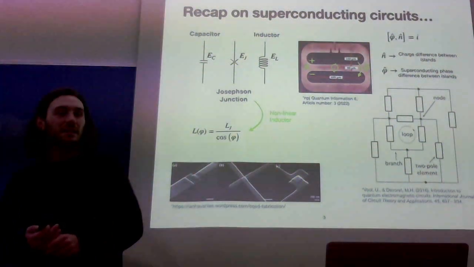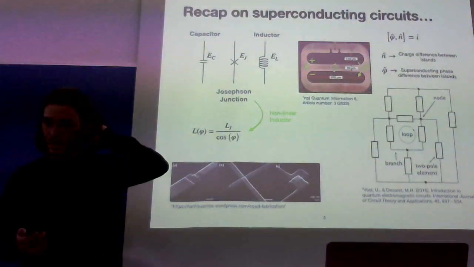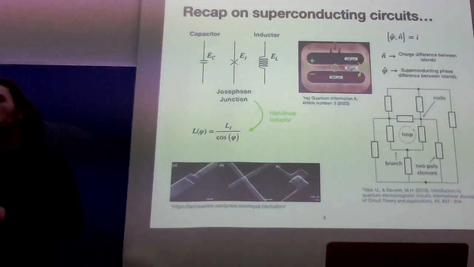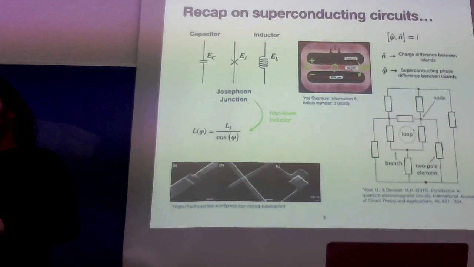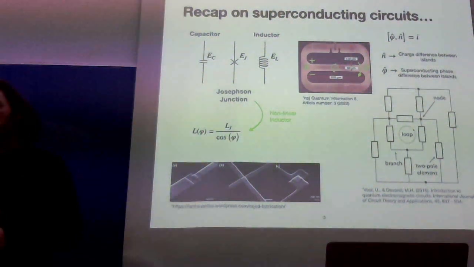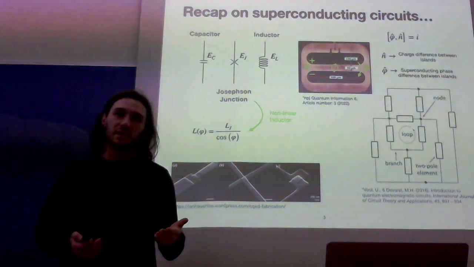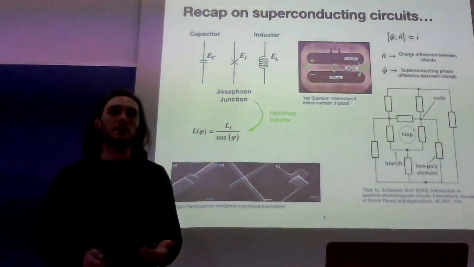So basically these kinds of devices allow us to observe quantum properties in macroscopically sized devices. Essentially, if you take a superconducting circuit and look at it, you can see it in the chip.